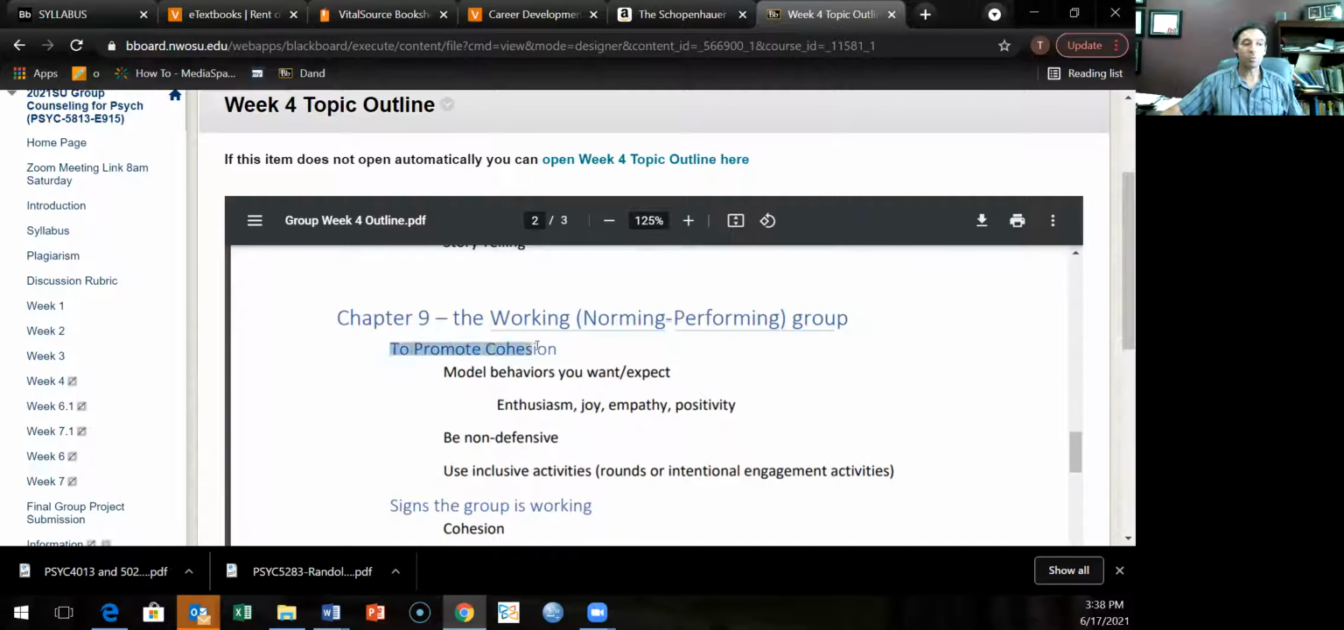You can do things to promote cohesion. You first of all model what you want from others. Model enthusiasm, empathy, positivity. As a group leader, it's important not to be sarcastic or completely down. Model that enthusiasm. It is infectious. People will respond. Be non-defensive. I think that comes from Hutchinson, but I strongly feel like that's a very good idea.